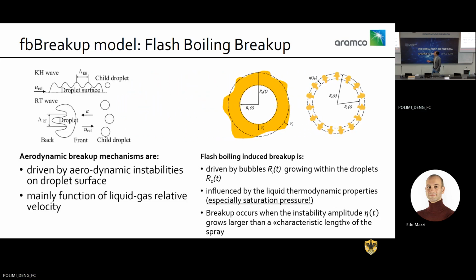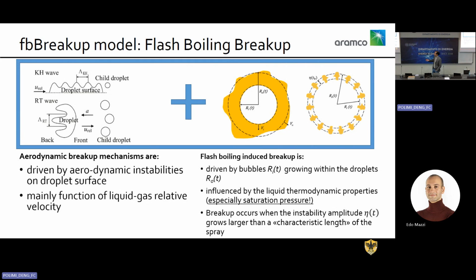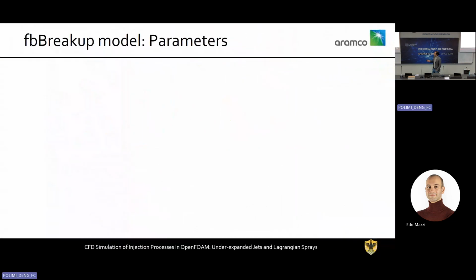And we finally decided to put these two mechanisms together in a concurrent way. So basically, this is the primary breakup mechanism, and then we can have the aerodynamic breakup mechanism. But let me give you some details about how the breakup model works.